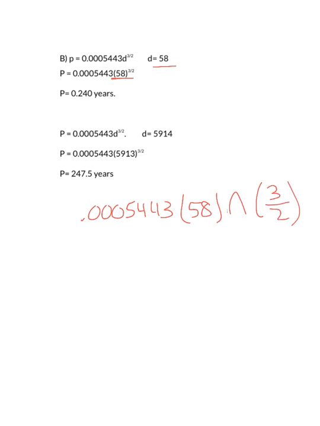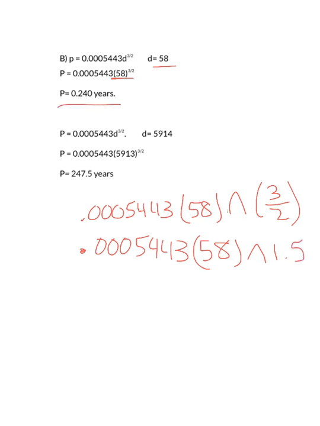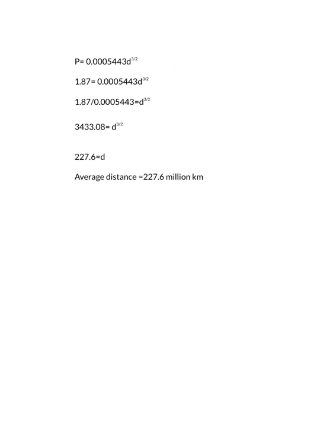Or, as I said before, you can type in 0.0005443 58 in parentheses to the power of 1.5. And you should get an answer of 0.24 years. Do the same thing for Pluto, except plug in 5914 for D, and you should get an answer of 247.5 years.